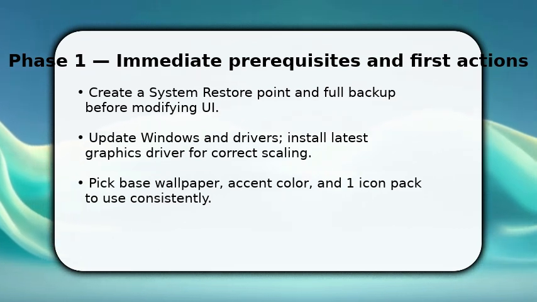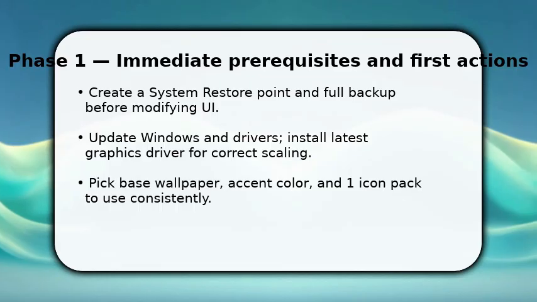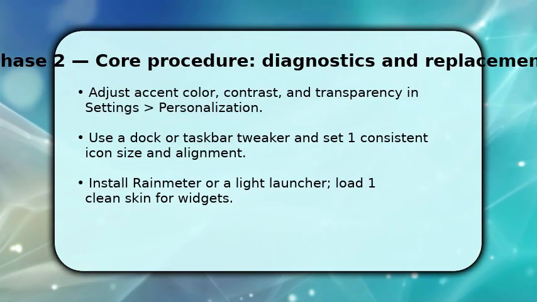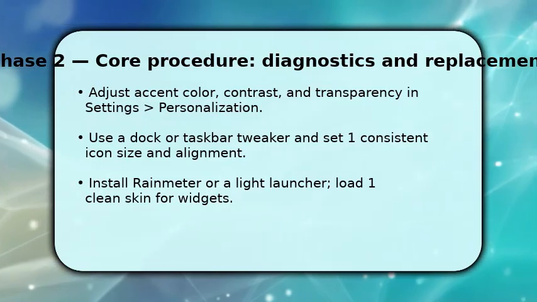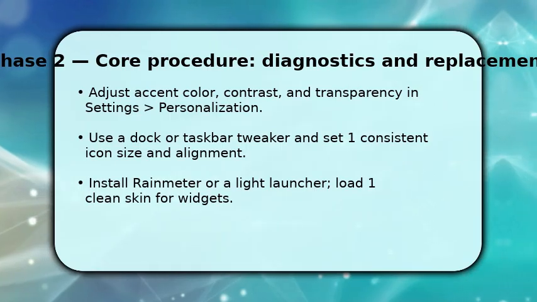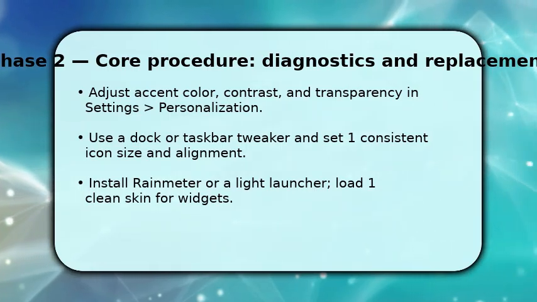Now you refine layout and behavior. Open settings and tune accent color, contrast, and transparency so text stays readable. Then, use a taskbar tweaker or a dock app to set one icon size and alignment. This removes clutter and improves muscle memory.